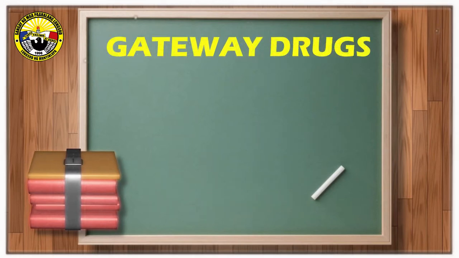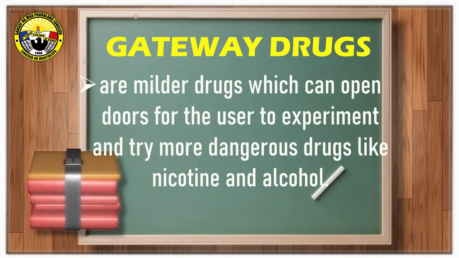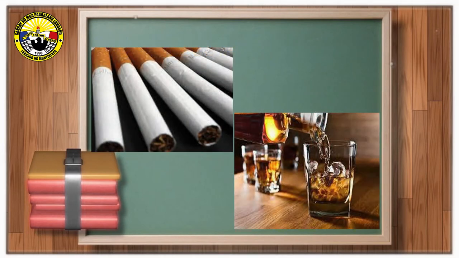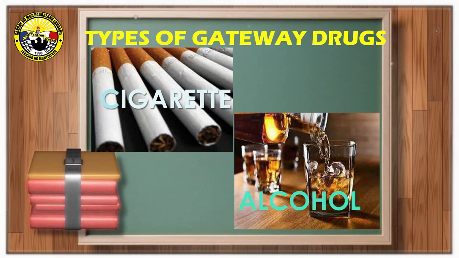Let us define what gateway drugs are. Gateway drugs are mild drugs which can open doors for the user to experiment and try more dangerous drugs. There are two types of gateway drugs: cigarette and alcohol. Cigarette and alcohol are legal drugs that a non-smoker user might try, which can lead him or her to more dangerous drugs such as marijuana and shabu.